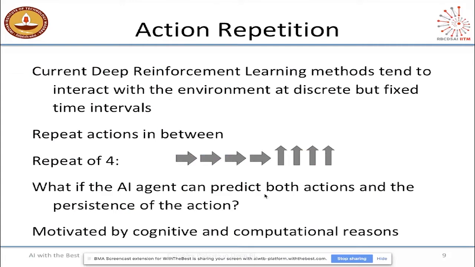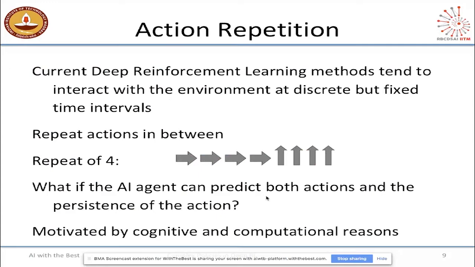And typically the repetition factor that is selected is 4. This was reported in one of the early papers on deep RL, and people seem to have stuck with 4 for a variety of reasons. And so the question that we set out to ask is, what if the agent can predict both the actions and the persistence of the action? Apart from the computational reason, there are also cognitive reasons to worry about this kind of persistence of action, because humans tend to not change their decisions that rapidly and tend to stick with decisions for a while before they actually change a decision.